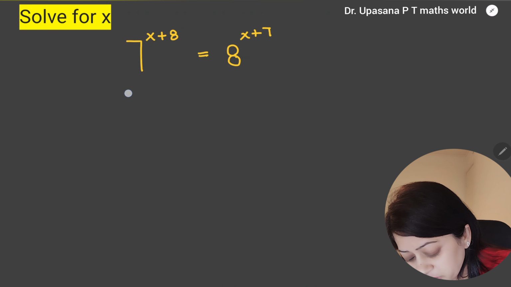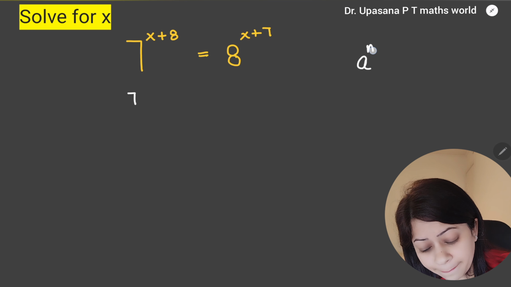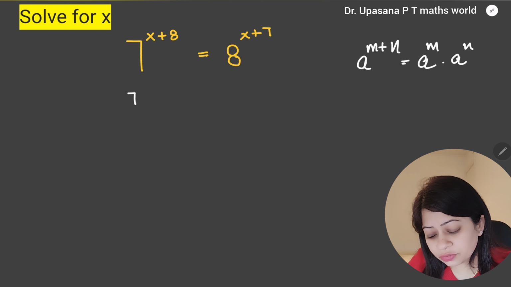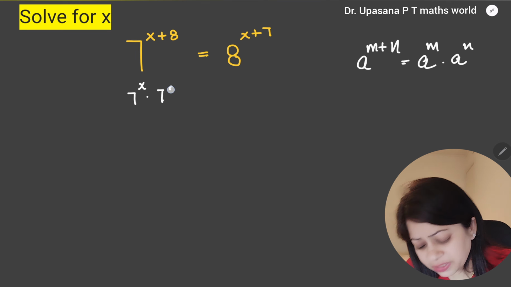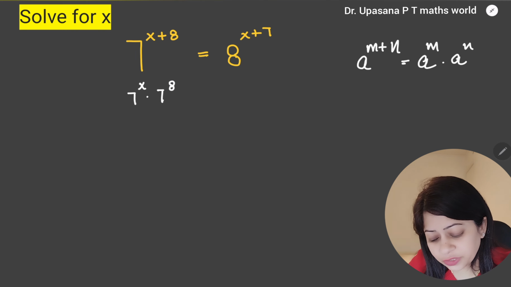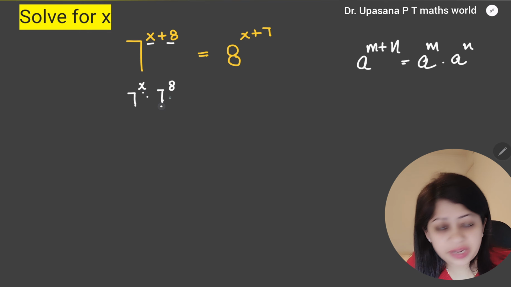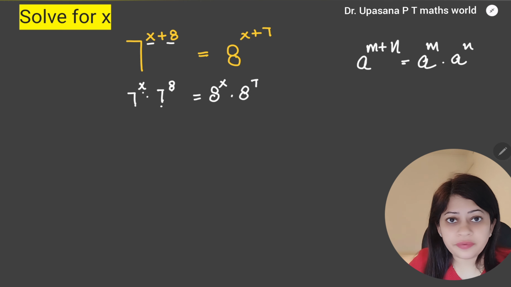How? If I tell you a rule, a raised to power m plus n is actually equal to a raised to power m times a raised to power n, right? So similarly here we can write it as 7 raised to power x times 7 raised to power 8, because a raised to power m plus n is a raised to power m times a raised to power n, right? Similarly here we will write 8 raised to power x times 8 raised to power 7, right?